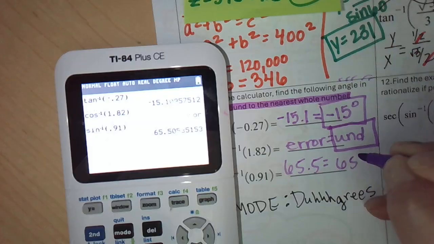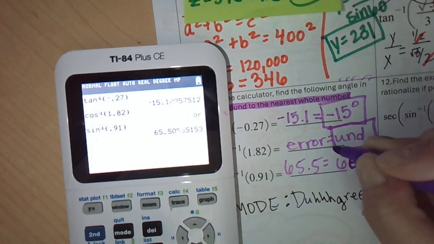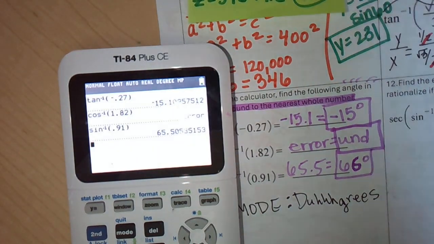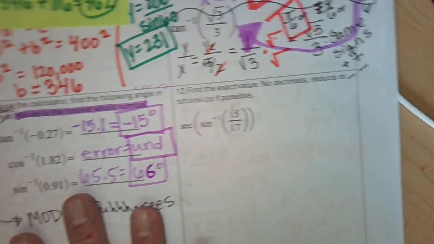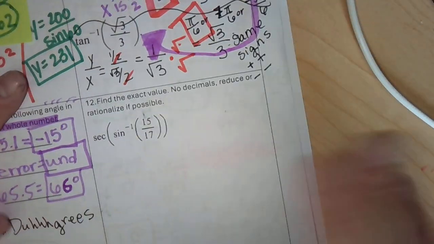65.5-ish rounded to the whole number is 66 degrees. Okay, let's keep going. Number 12.